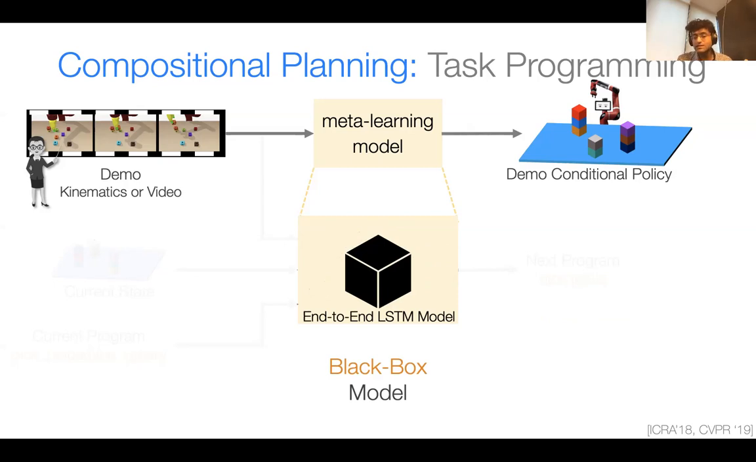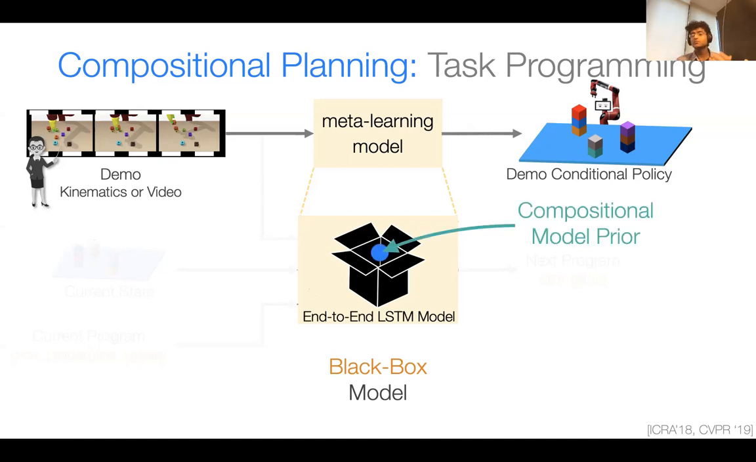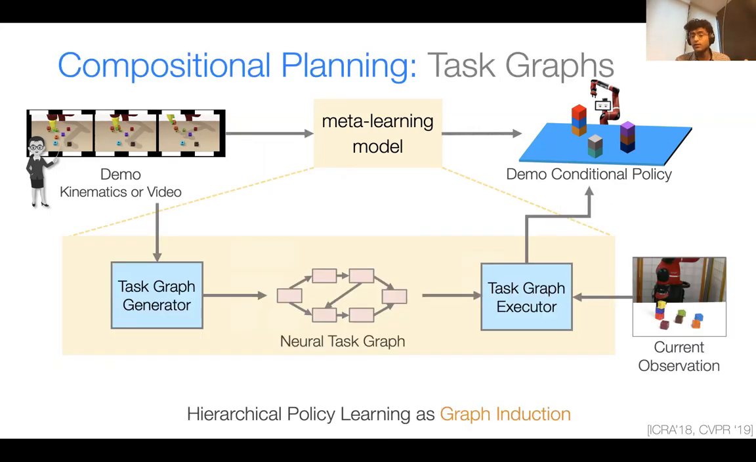So now the question we are asking is, perhaps we can open this black box figuratively and provide some sort of compositional model prior. This compositional model prior can actually look like a graph. This graph is technically over the sequence of actions that you can take to go from one state to another state, which is basically a start state to a goal state. So this model now is modeling this problem instead of a program induction problem, but as a graph induction problem. So you are doing hierarchical policy learning as a graph induction problem.